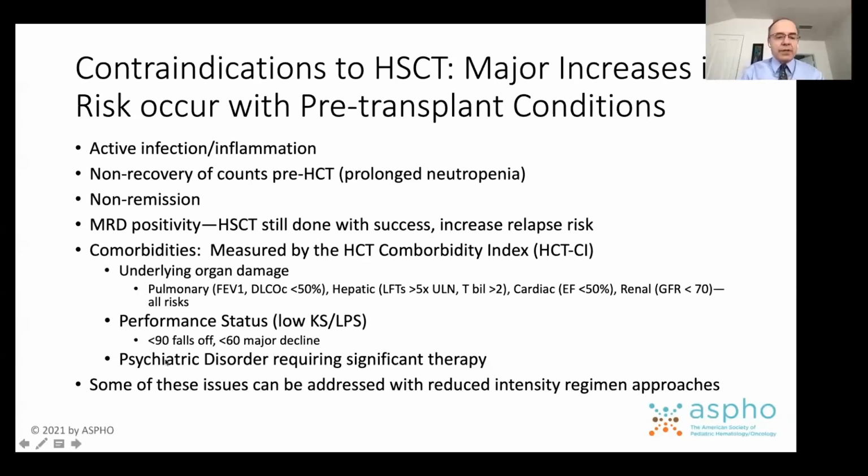Comorbidities, though, are what we really look for very carefully. We look at pulmonary problems, hepatic problems, cardiac issues, and renal issues. And you can see some cutoffs that we have for myeloablative transplants here. We really need to make sure that we understand all of the organ function before transplants occur. Patients with poor performance also have bad outcomes. Interestingly, even a difference between 90 and 80 as far as your Karnofsky score or your Lansky score can make a difference in your transplant-related outcome.